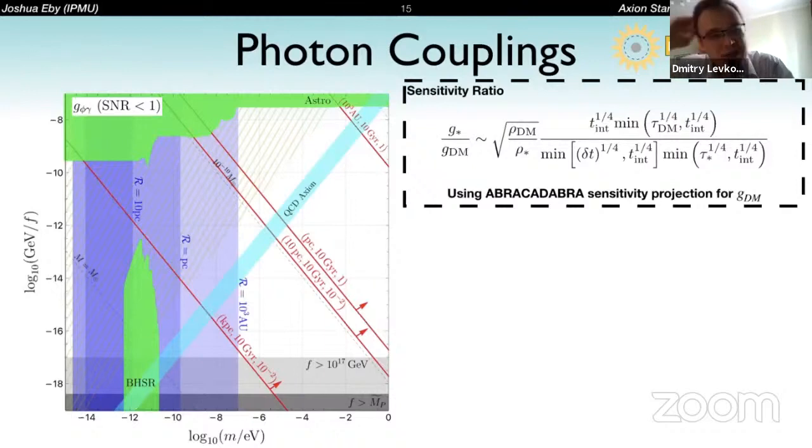Sorry, I have a short question. A short question is probably: did you consider a possibility where there is a collapse, a stream of axions, and then there is a magnetic field between us and the source, and these axions convert into photons in magnetic fields?